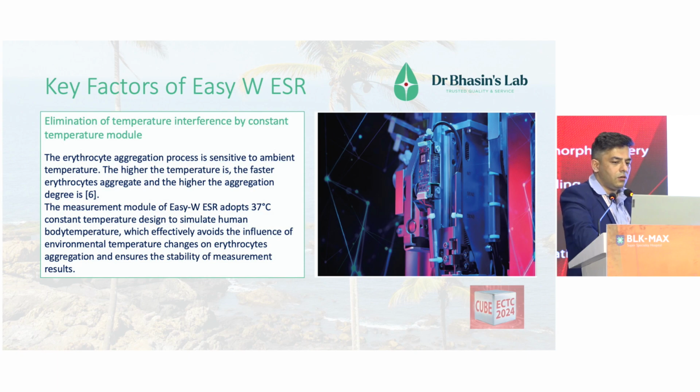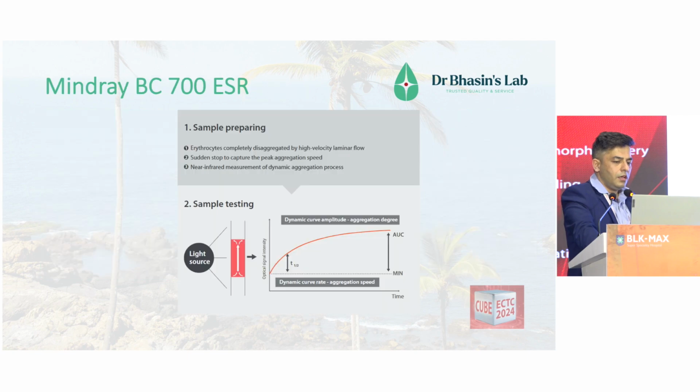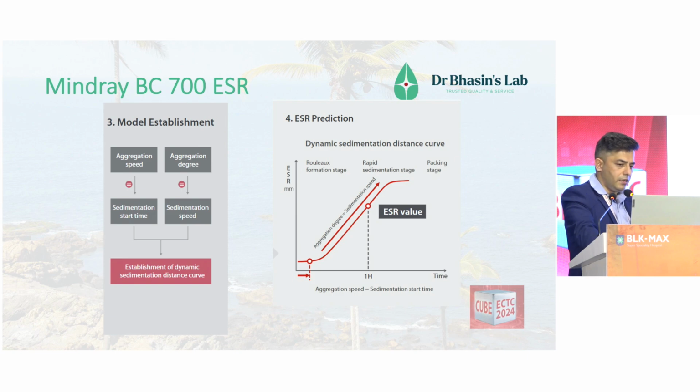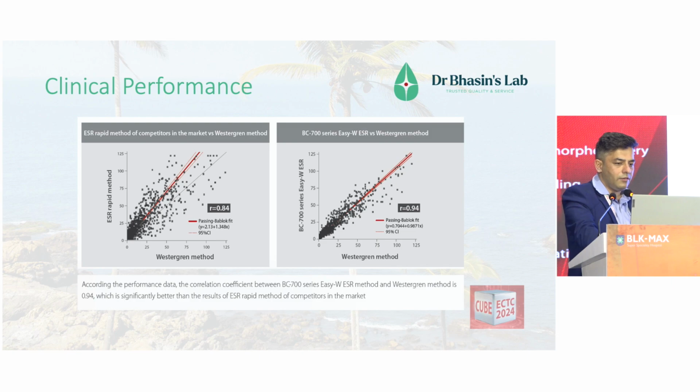Then the aggregates are looked at, and they have a temperature module which ensures constant temperature. So the machine first is preparing the samples by the 3 steps I explained, and then through the light source they are looking at the aggregation speed. Now it takes 2 measurements: aggregation speed, which tells the sedimentation start time, and aggregation degree, which tells the sedimentation speed. It puts these into a distance curve which would measure the value and give it out.